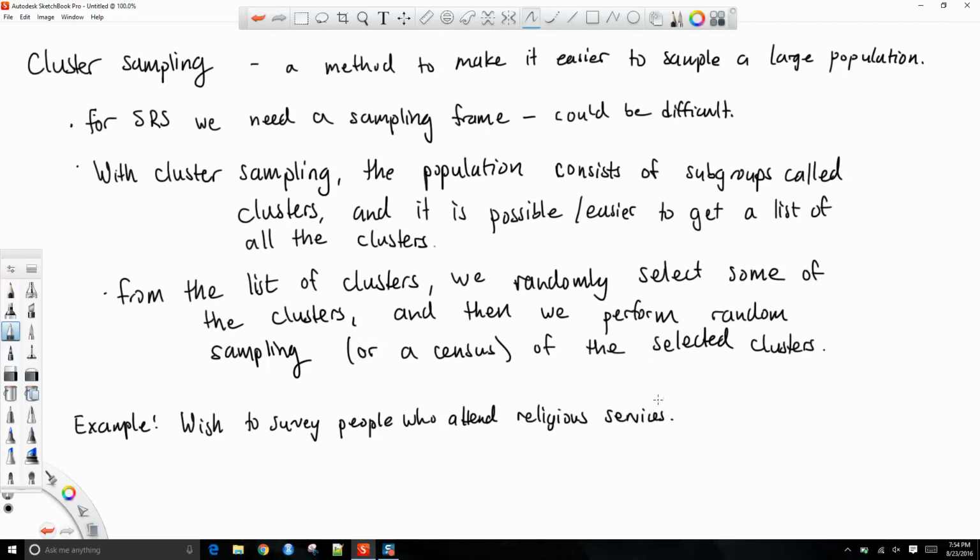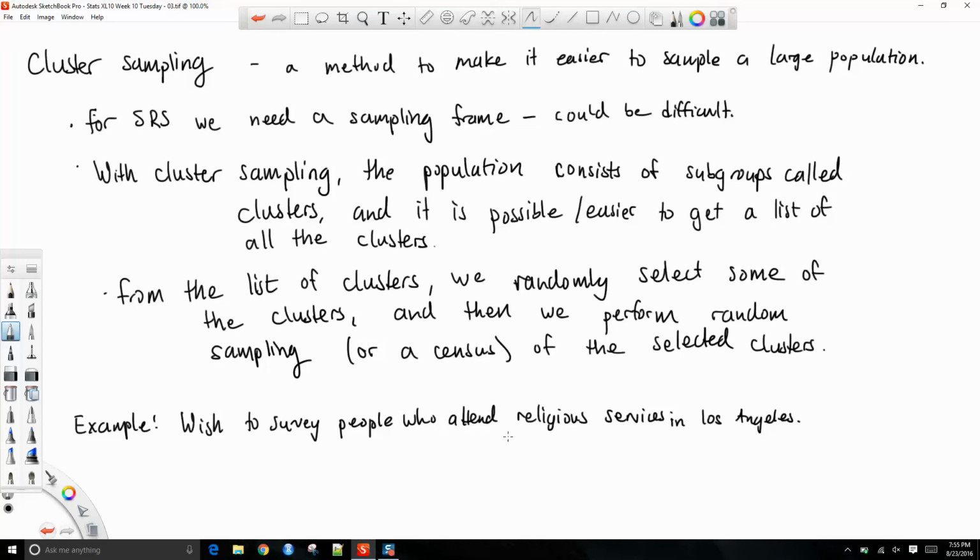Now, this population would be very difficult to get a sampling frame. Okay, so let's just limit ourselves to Los Angeles. We wish to survey people who attend religious services in Los Angeles. It would be very difficult to get this list of every single person who attends religious services.